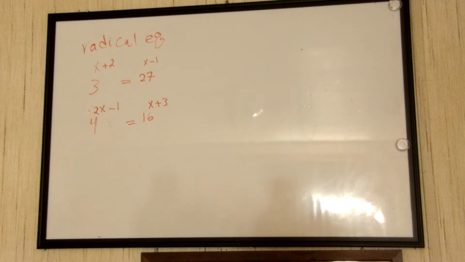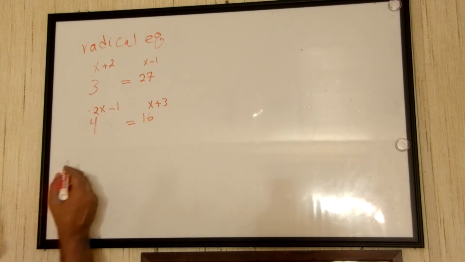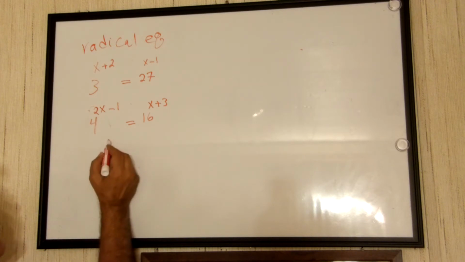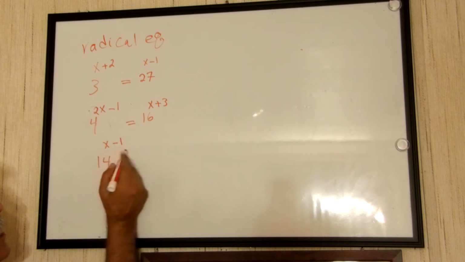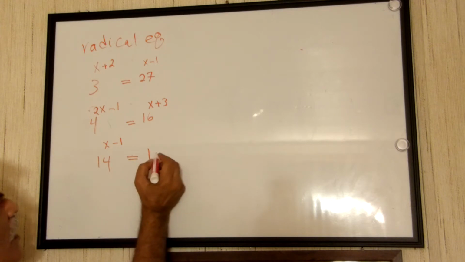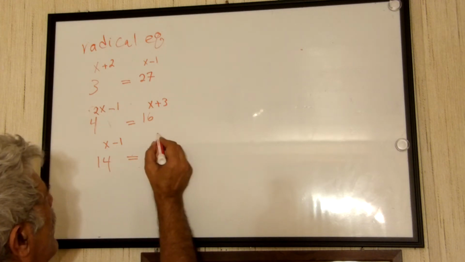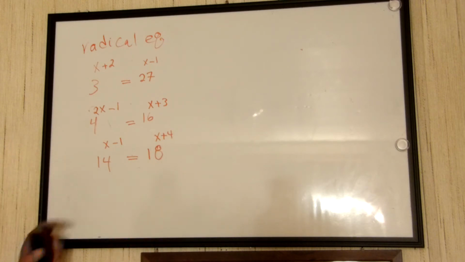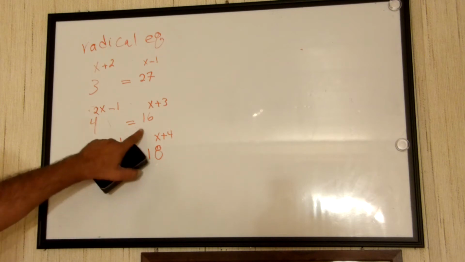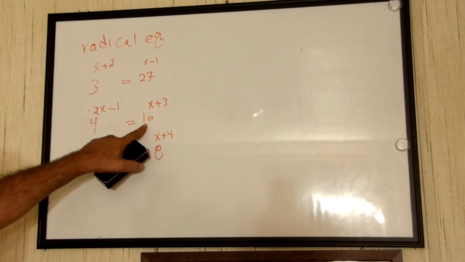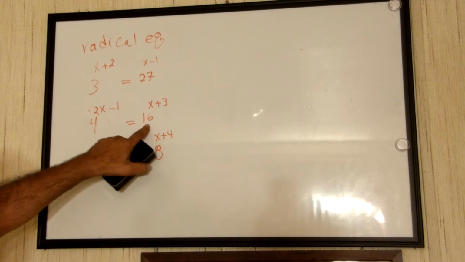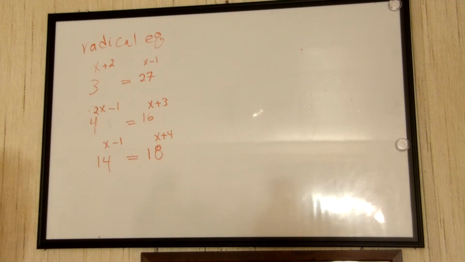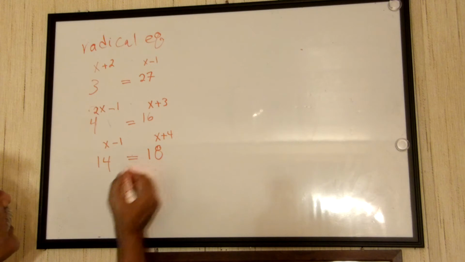Sometimes you see that by use of logarithm we can solve things that are hard otherwise. For example, 14 to the power of x minus 1 is equal to, I don't know, 18 to the power of x plus 4. See how we cannot find a common base. In the previous example we could find a common base, 4 to the power of 2x plus 6, but we can't do that here.